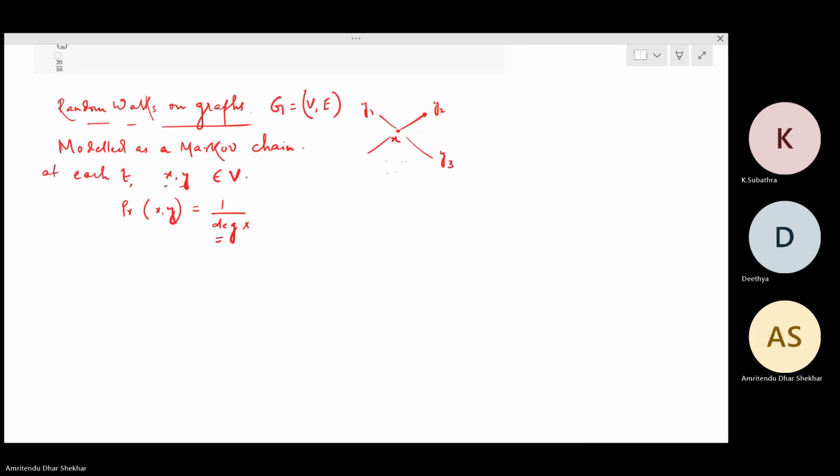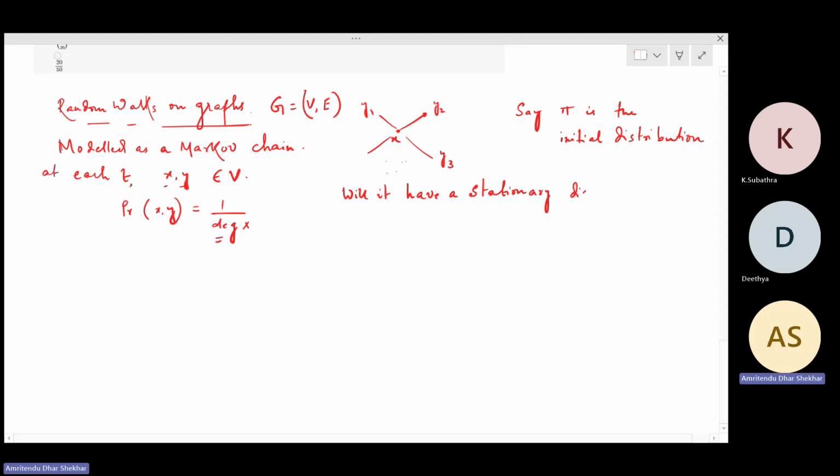Now the question is, will this Markov chain have a stationary distribution? So let me write it. Will it have a stationary distribution? Let's say pi is the initial distribution. Then will it have a stationary distribution, always? In other words, if I do P to the power n times pi, and take the limit as n tends to infinity, will this limit always exist?